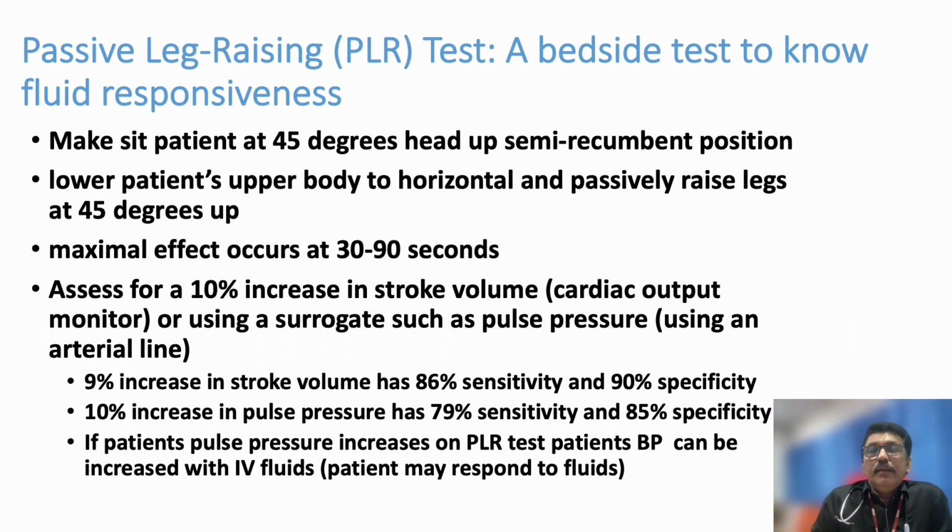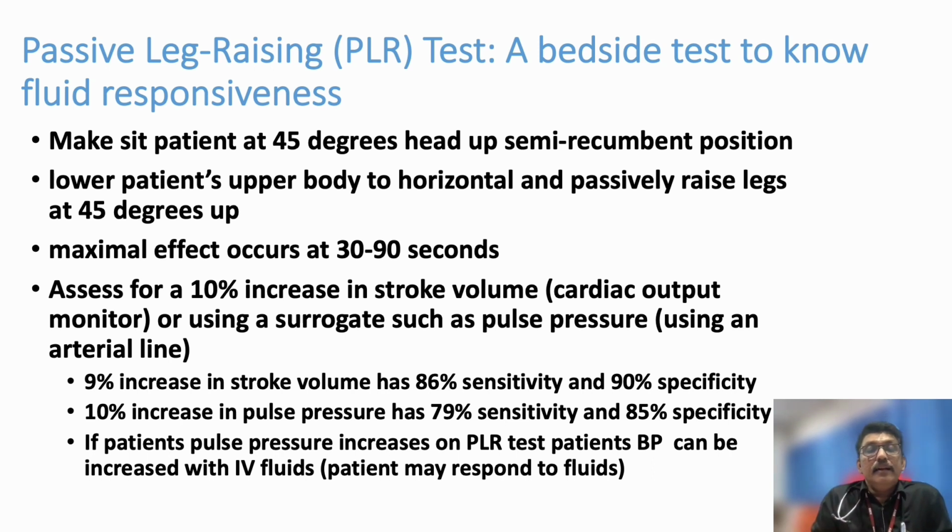For that, you have to keep the patient in a semi-recumbent position and suddenly, passively raise the legs to a 45-degree angle. The effects occur in 30 to 90 seconds. You can see the fluid from the lower limbs will drain to the central circulation when you are lifting the lower limb. If the patient shows a significant improvement in the systolic BP, then that is a good indicator for fluid responsiveness.